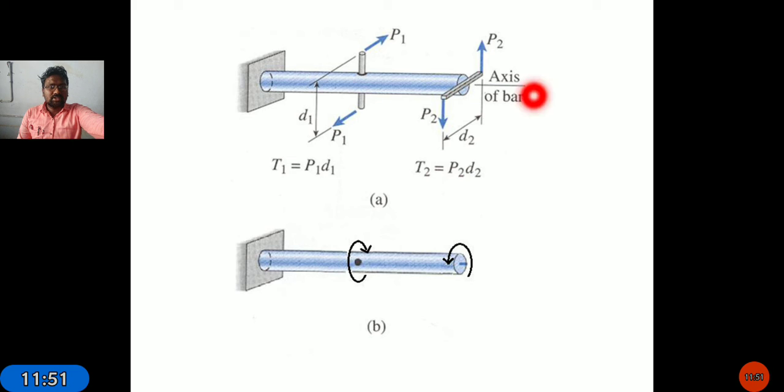That means we are applying forces in two different directions, so it develops some twisting moment. It resists the applied force, offering some resistance.